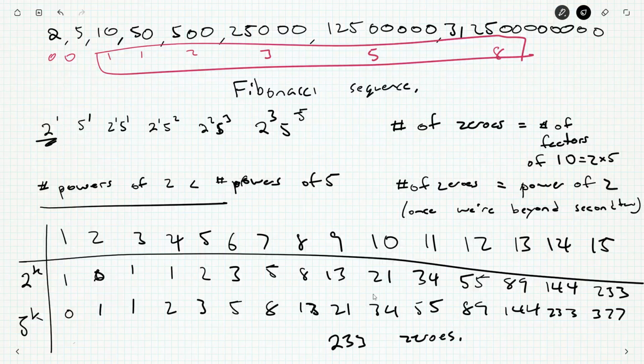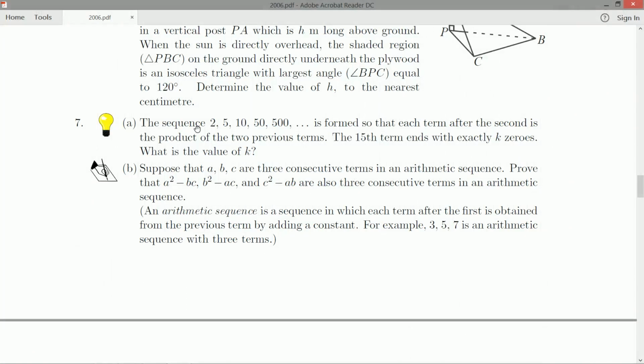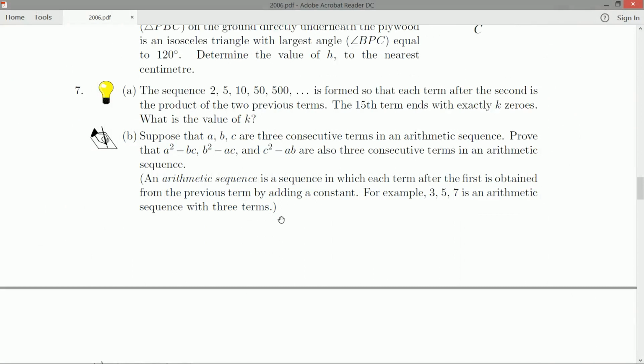Alright, not a bad little question. The 233, once you realized Fibonacci, if you were confident that that really was it, you could probably get this 233 very quickly, but I wanted a bit more explanation here. Okay, so that was A part, and now we've got B part, the written one.